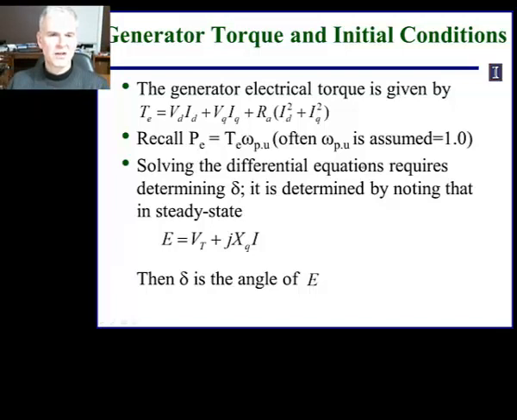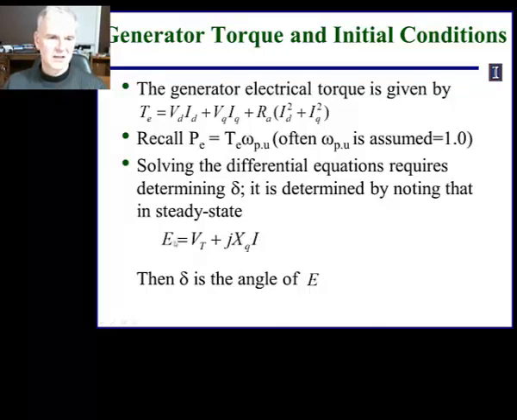But we then solve the differential equations, and that requires that, again, we determine delta. This can be determined by noting that in steady state, the angle on the internal voltage E, where you calculate E by this equation, VT plus jXQI, gives you delta. So that's a relatively straightforward way to determine your initial value for delta, which is what you need.